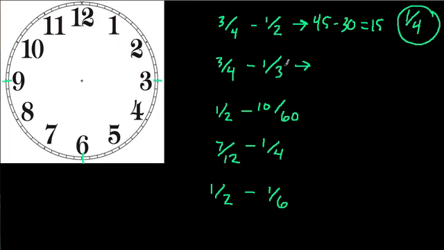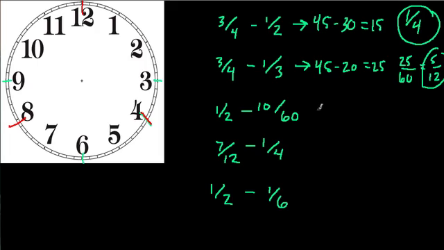Same or similar problem here. We have 3/4, which is just 45 minutes, minus a third of an hour, which is just 20 minutes, right? Because 20, 40, 60, those thirds make up the hour, and that's 20. And this equals 25. So 25 out of 60, we can reduce that, get 5/12.